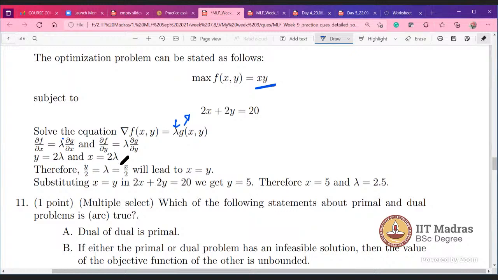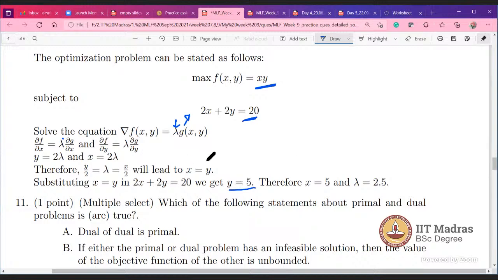And here also your lambda is equal to x by 2. So both lambda should be equal. So at that time, you will get x is equal to y. When you have this x is equal to y, you substitute it in this equation. So when you put it here, you will get 2y plus 2y equal to 20. Therefore, 4y equal to 20. Therefore, y is equal to 20 by 4, that is 5. So when you have y as 5, x is obviously equal to 5, and then lambda is 2.5.